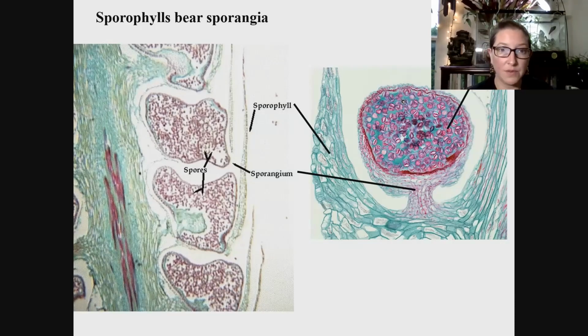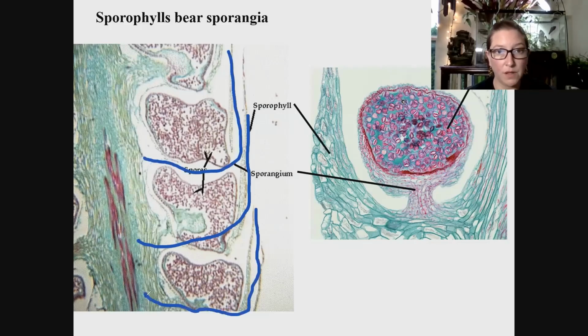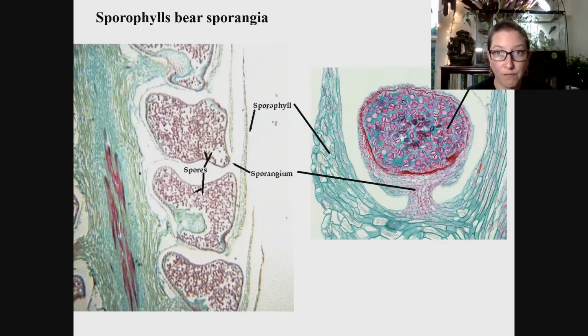So here on the left is the same thing that we saw. You see here it's saying sporophyll. I'll use a different color, dark blue. So here is one sporophyll. Here's another sporophyll. They're attached to the stem. And on top of those sporophylls, there are sporangia, which are these blobs.